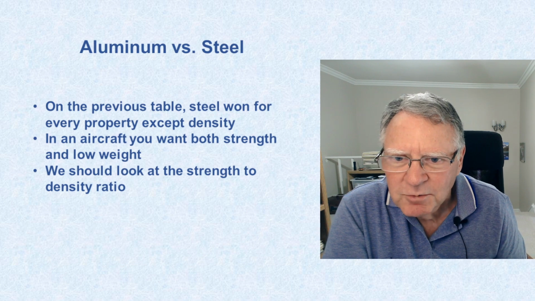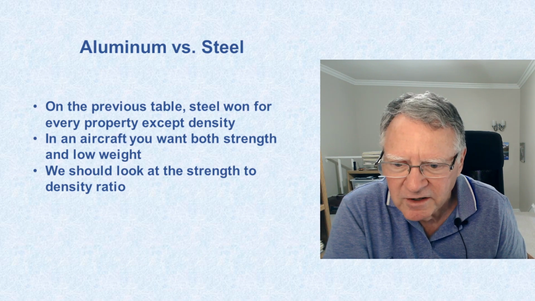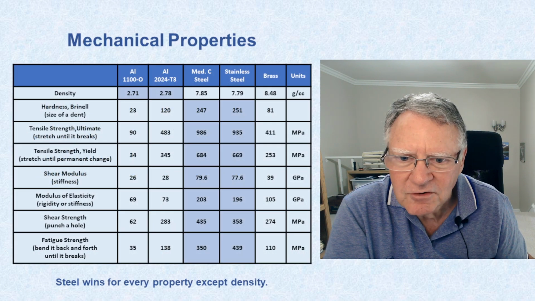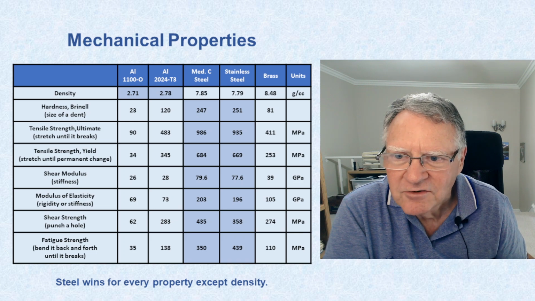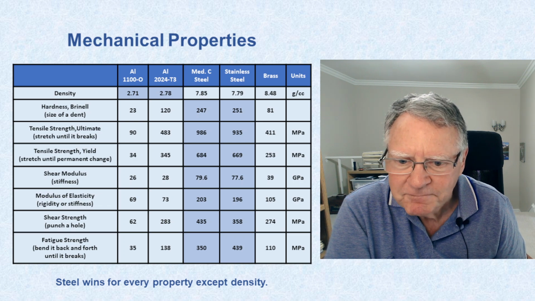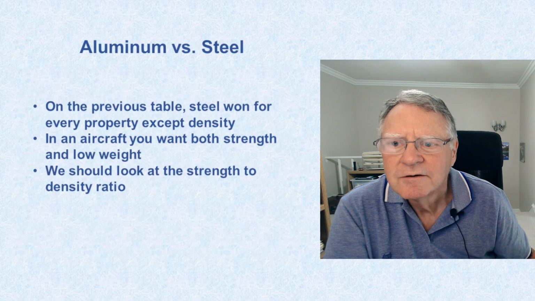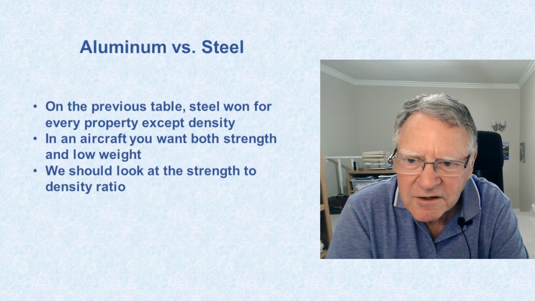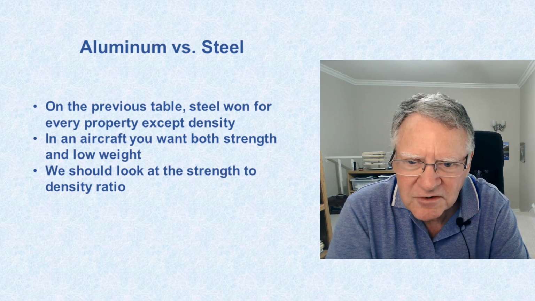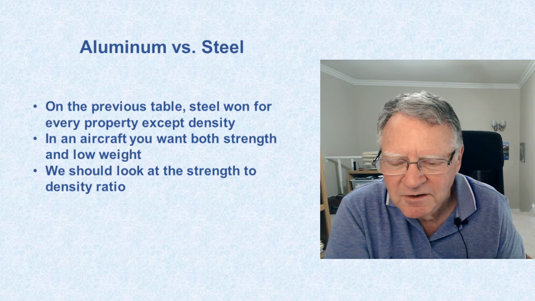Okay, on the previous table, steel won in every category. Let's go back a second. You can see steel in the darker blue. It is harder, has a higher tensile strength, etc., than aluminum by far. However, in an aircraft, you want both high strength and low weight. So what we really want to do is look at the strength to density ratio.